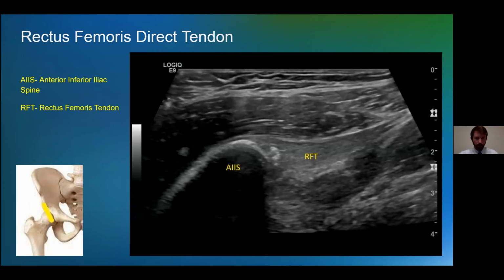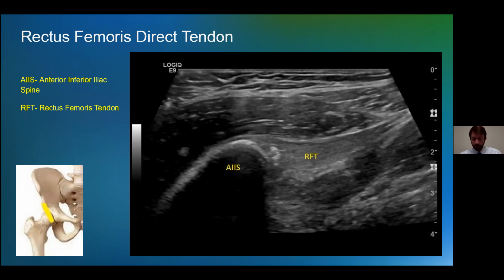So moving right along, once this landmark is identified, holding this AIIS in view, we're going to rotate our probe into the longitudinal plane to visualize this direct head of the rectus femoris tendon. So we're going to visualize it along its length and just scan across back and forth for any abnormalities. So in our patient, we did note a group of calcifications that were just at the enthesis or the tendon attachment. This area was non-tender to palpation. It was also non-tender with activation of the rectus femoris muscle.